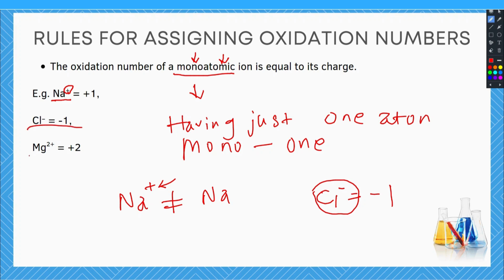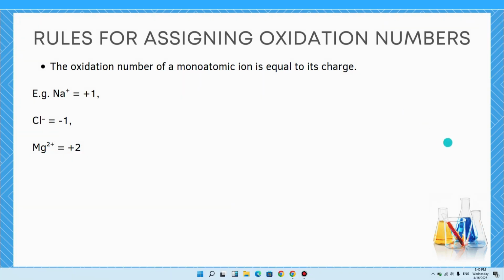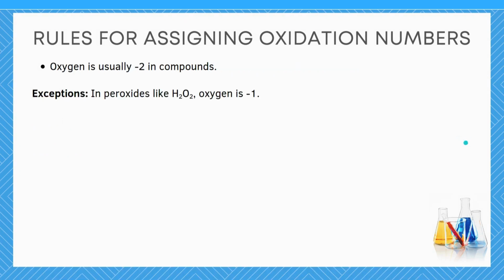The same thing for magnesium. You can see the charge here is 2 plus. So therefore, its oxidation number will be +2. That is the rule. The oxidation number of a monoatomic ion is equal to its charge. I hope I'm making sense thus far.